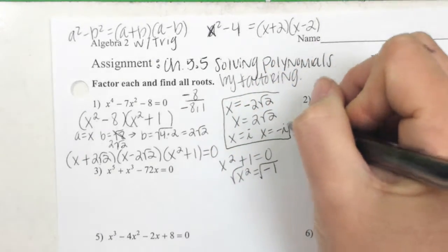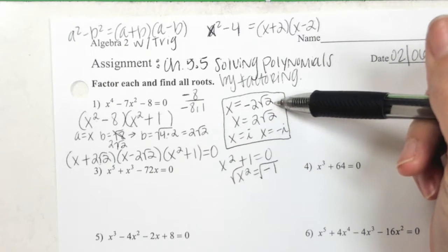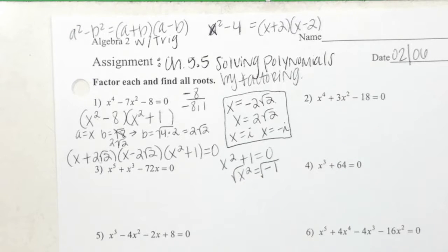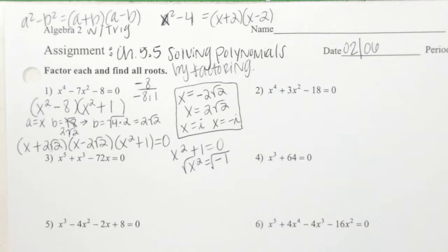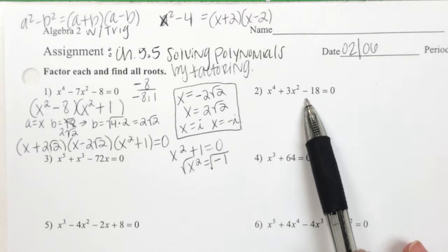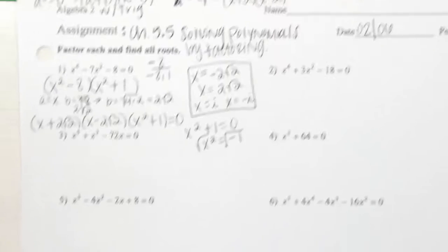So this polynomial has 4 solutions: negative 2 square root of 2, 2 square root of 2, i, and negative i. We have fully solved it by factoring. Alright, the one beside this one's kind of the same, so I'm not going to go over that one. I'll skip down to number 3.